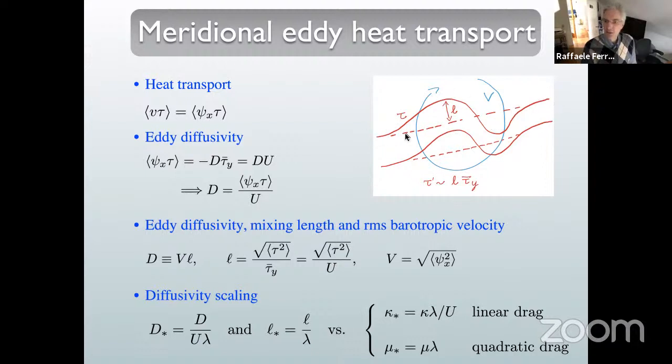So it's how far do you displace a mean temperature contour. This is the temperature contour at time t equals 0, and then an eddy is deflecting it. And how far you deflect it is your mixing length. Instead, the RMS velocity is just v squared, or dψ/dx squared, averaged over the whole domain.